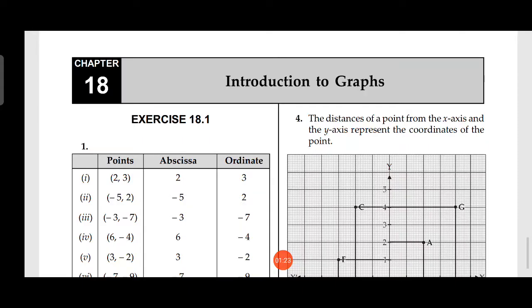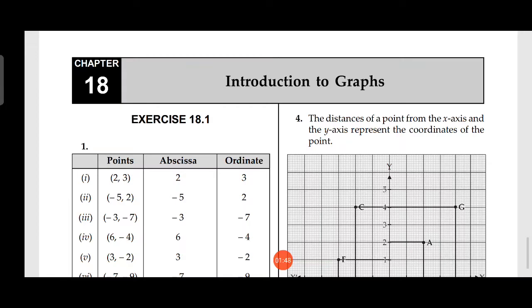So, here, introduction to graph. We will begin with exercise 18.1. In that, question number 1 on page number 312: write the abscissa and ordinate of each of the following points.